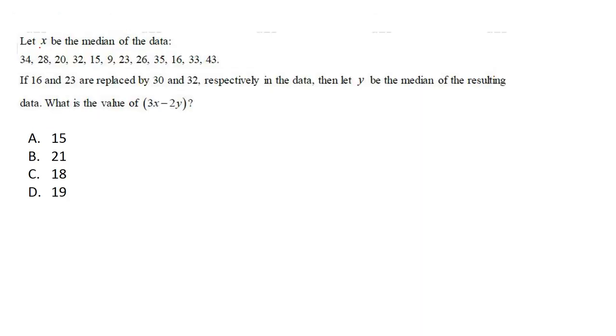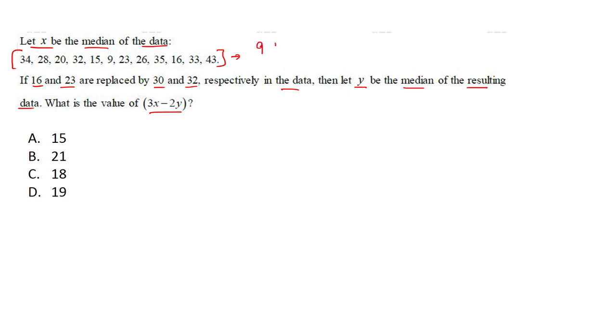Let x be the median of this data. If 16 and 23 are replaced by 30 and 32 respectively in the data, then let y be the median of the resulting data. What is the value of 3x minus 2y? So first, x is the median of this data. First we'll arrange this in ascending order. Let's see what it is.